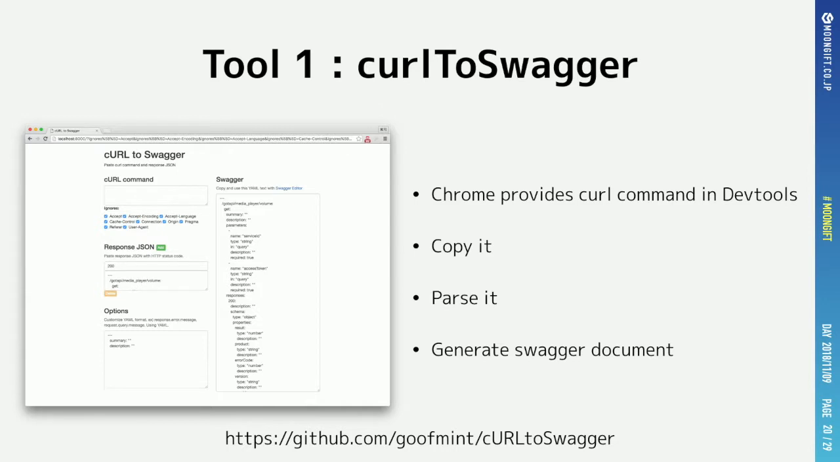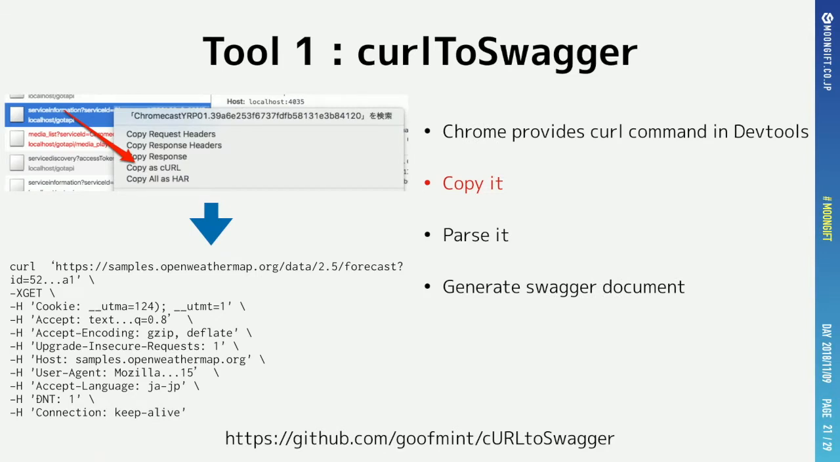I made a tool named curl2swagger. It's a very simple tool. It generates swagger YAML from a curl command and API response JSON. It's open source software, so you can use it. But sadly, it only supports the swagger format, not the OpenAPI Spec format.